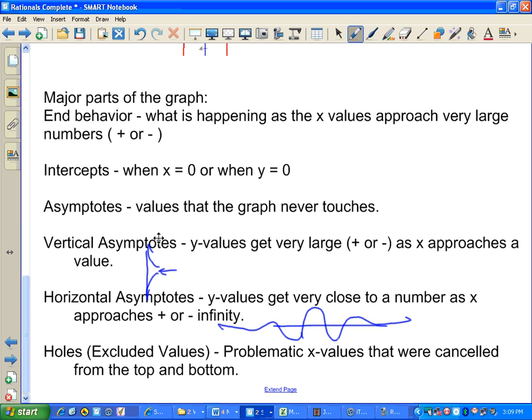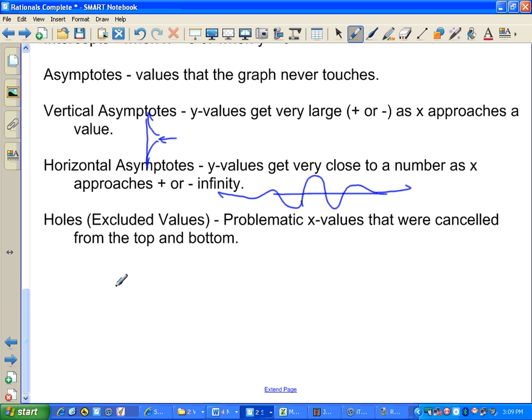Something you should know about vertical asymptotes, you can't cross vertical asymptotes because those are the x values that make the function not exist. So you can never cross a vertical asymptote. Horizontal asymptotes, sometimes you'll end up bouncing up and down and cross them. So it's okay to cross your horizontal asymptotes. You cannot cross a vertical asymptote.